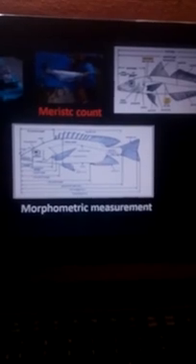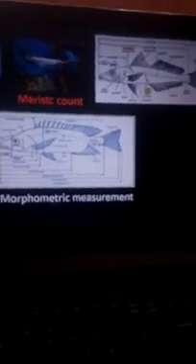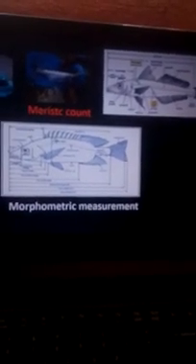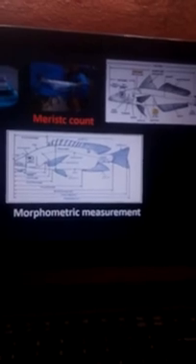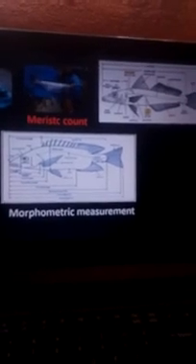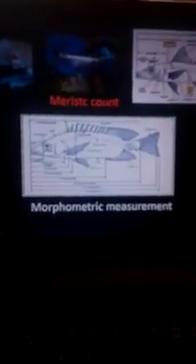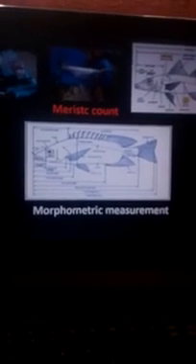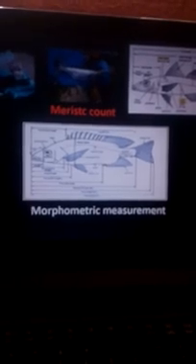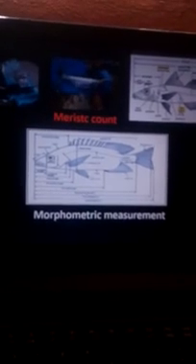So at the time of counting rays and spines in the fins, it is essential for us to have the basic knowledge of what type of structures are called spines and what type of structures are called rays. Sometimes there is great confusion between spines and rays. So before counting the rays and spines, it is a must for us to have basic knowledge about the types of spines and types of rays. So this is all about the meristic count which we do for the identification of the fish species.